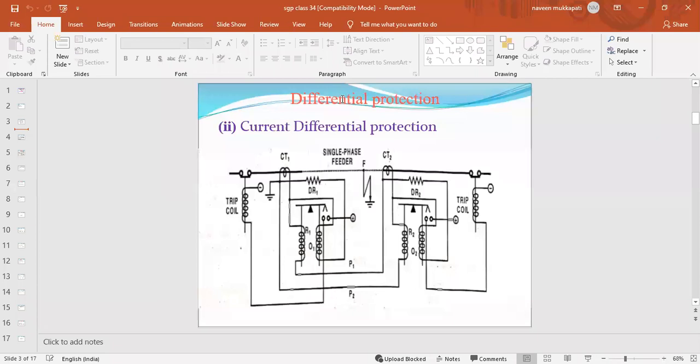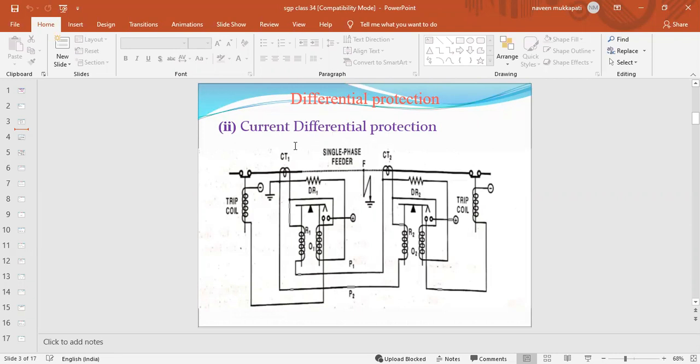First of all, what is meant by differential protection? The algebraic sum of the currents will be equal to zero. That means under normal operating conditions, the sum of both the CT currents is equal to zero. Suppose under abnormal conditions or short circuit currents, the algebraic sum of these two CT currents will be equal to the current flowing through the relay coil. That is the main working of a differential protection.